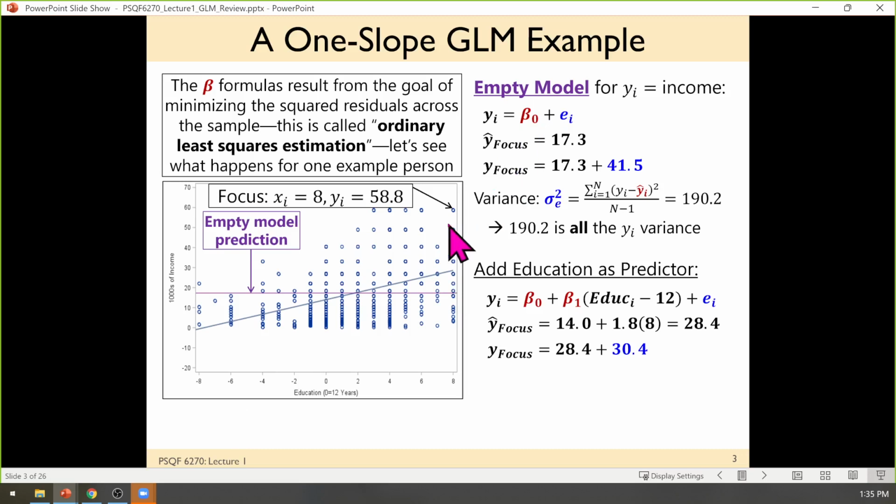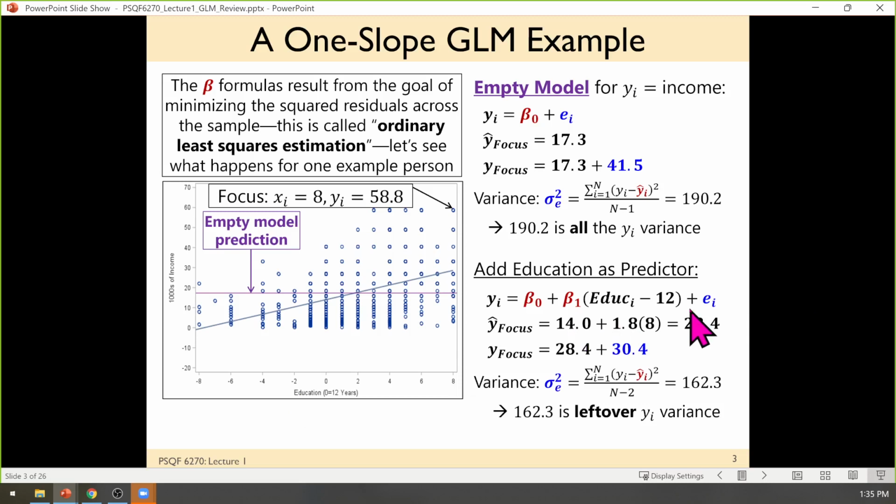But this person is still way higher than predicted, so their residual is still positive. So if we go through this process for every single person in the data set, calculate each person's E, I can get the variance of those E's, and hopefully, if my predictor is useful, I have less variance than I had before. So we started with all of the variance that there is to be had in Y, and we're going down to just what's left over after a predictor in this case.